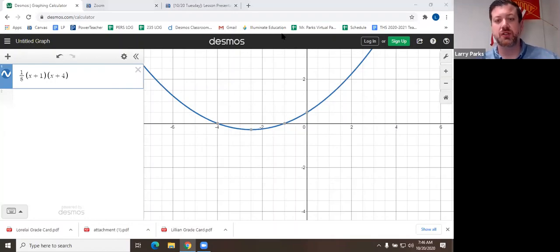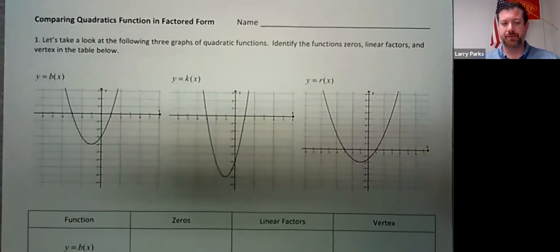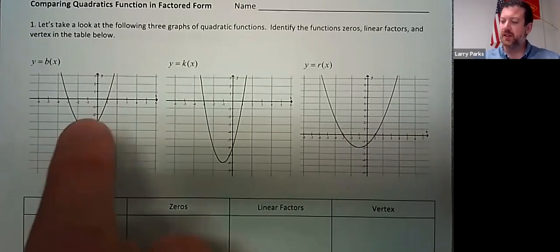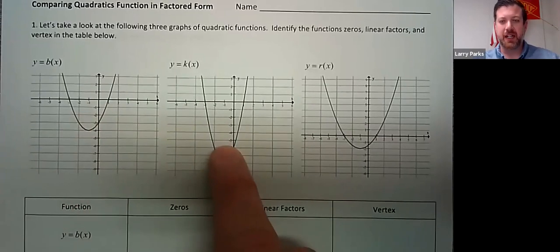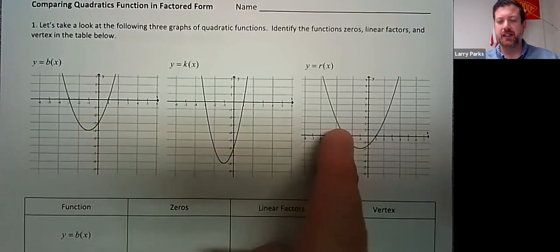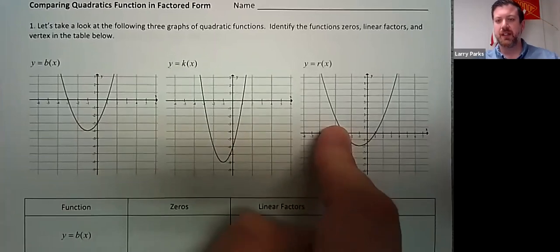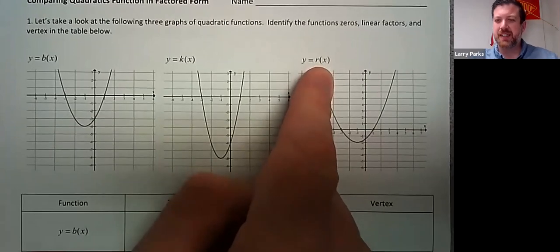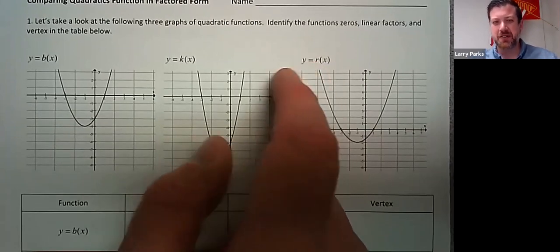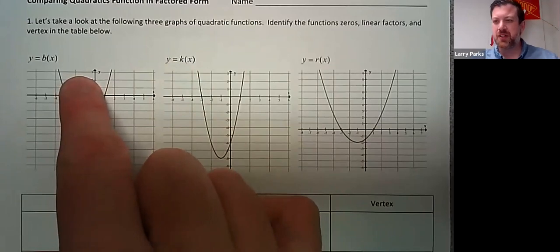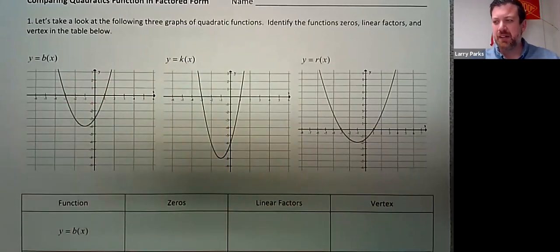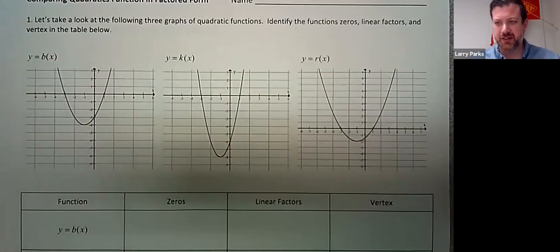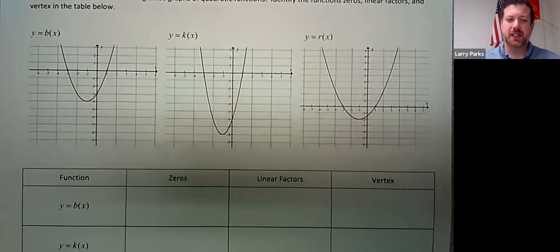Back to our notes. I have some new functions. I have the B function, looks like this. I have the K function, it looks like this. And this is the R function. Now, most students, the functions confuse them. You can see why we name them different letters, the R function, the K function, the B function, so that when I say, hey, tell me about the K function, you're looking at this graph. If they were all y equals, it would get confusing. Like which one?